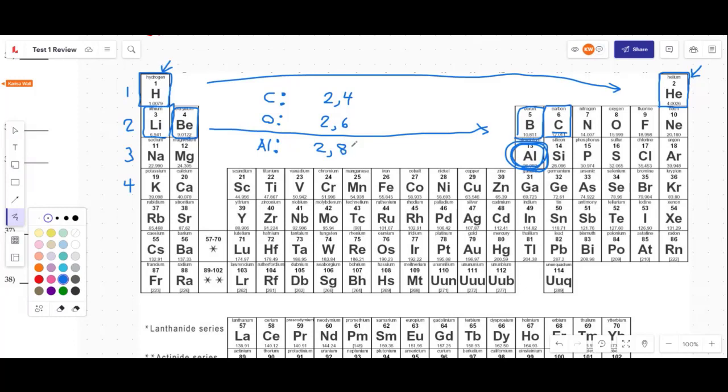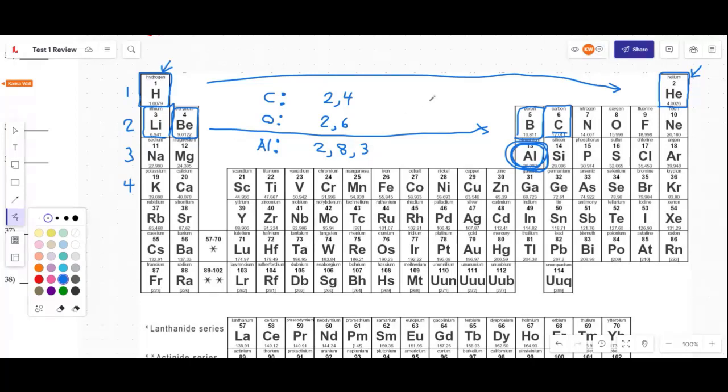Yes, sir. Now the third energy level, I only fill up boxes until I get to the element I'm looking for, in this case aluminum. So how many electrons do I have to fill up in the third energy level? 3. So it's just going to be 2, 8, and 3. So that's what electron arrangement does. All it does is show you how many electrons are in each energy level of the atom.